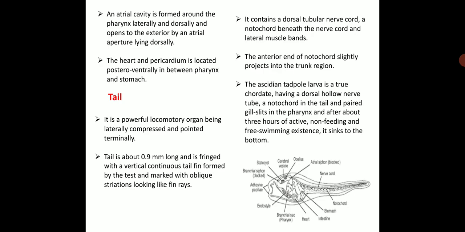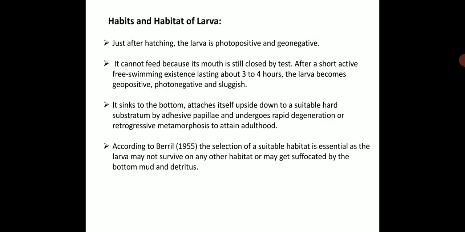So this is about the structure of the Ascidian tadpole with the body parts, that is the head or trunk, and the second part, the tail region. So coming to the habits and habitat of the larva.